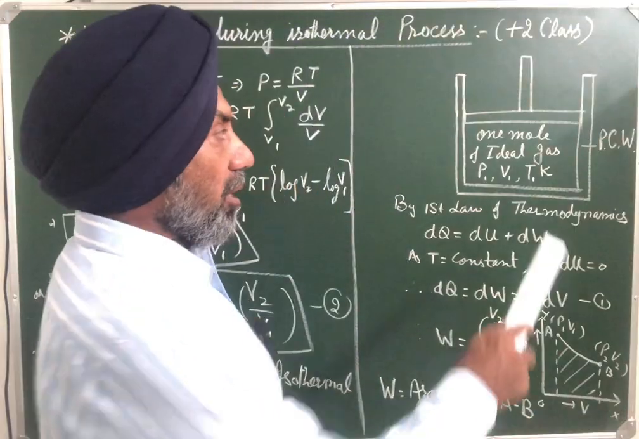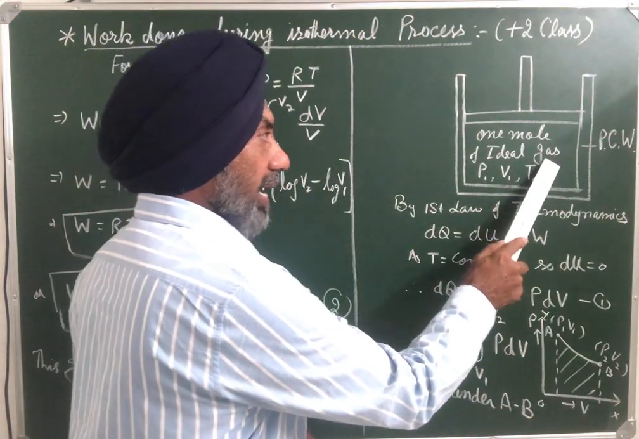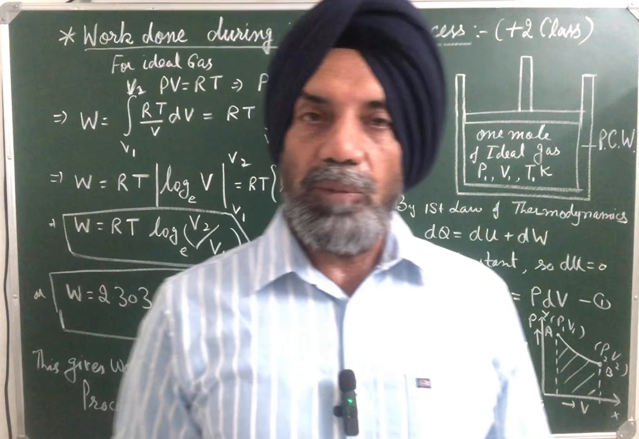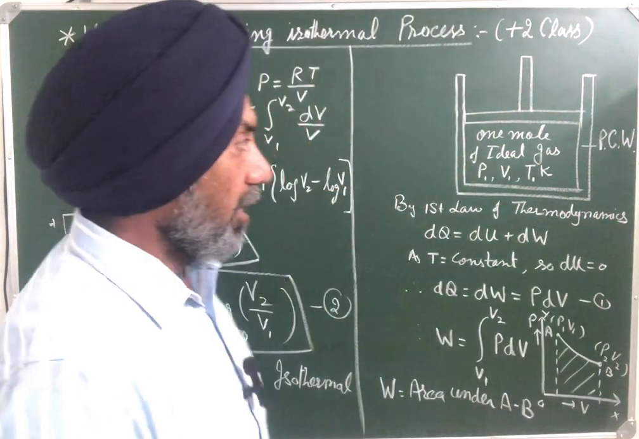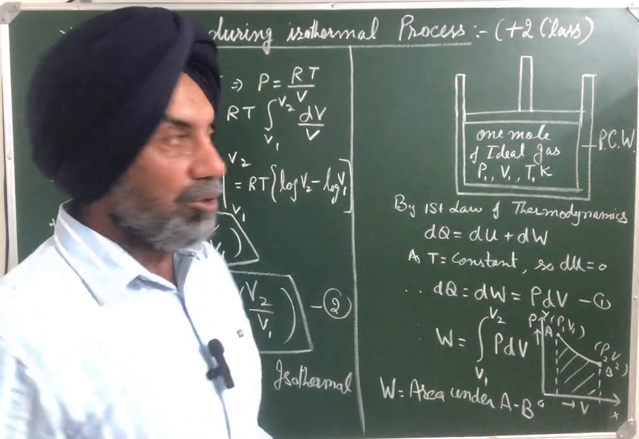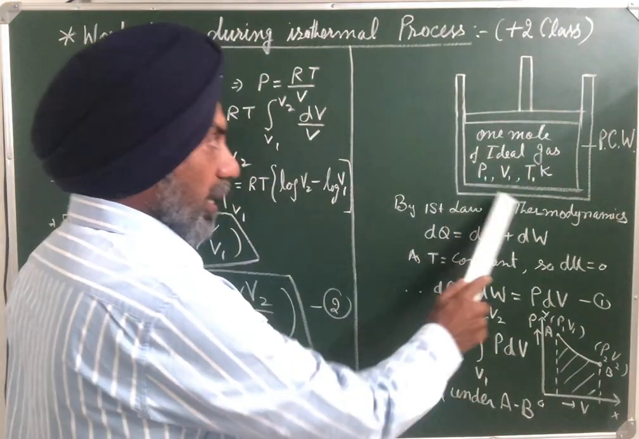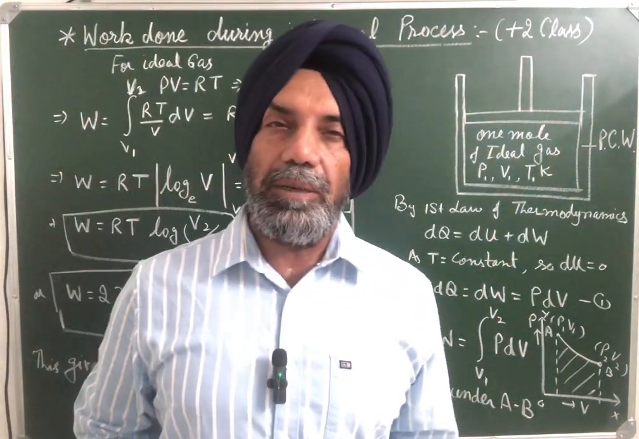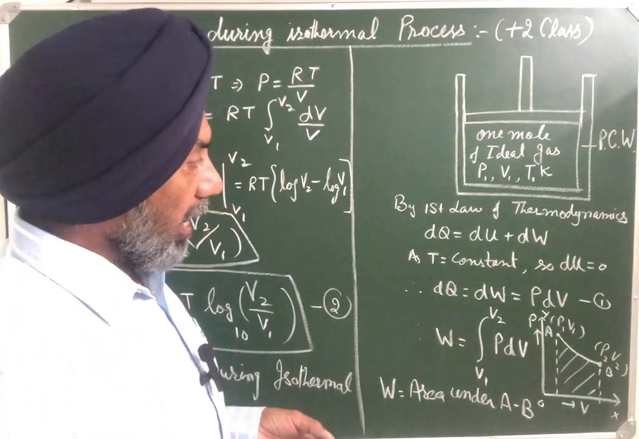But as it is in thermal contact with the surrounding, heat flows from the gas into the surrounding because of perfectly conducting walls. So temperature is again kept constant. So during both isothermal expansion and isothermal compression, temperature is always kept constant.